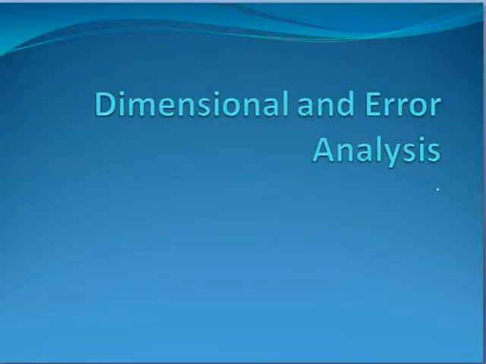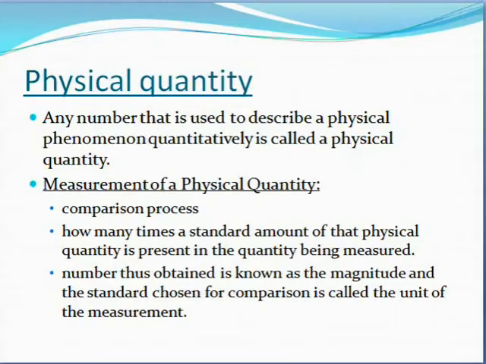So now we'll start the chapter Dimensional and Error Analysis. First we'll see what is a physical quantity. Any number that is used to describe a physical phenomenon quantitatively is called a physical quantity.